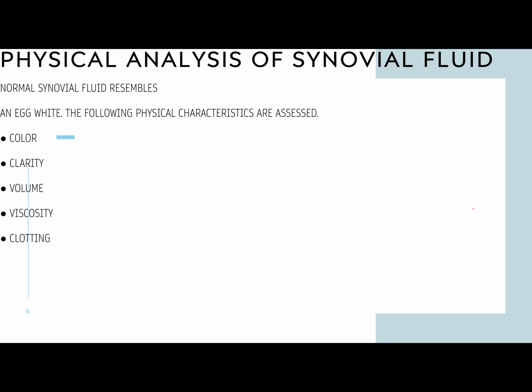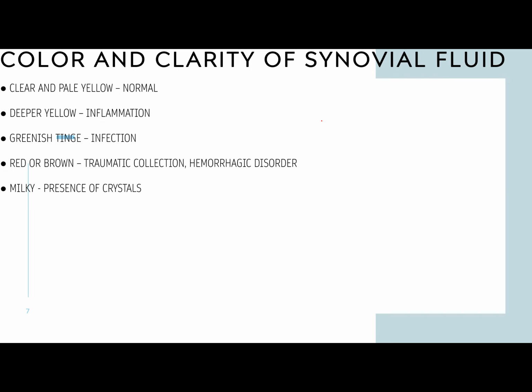Now let's talk about the physical analysis of synovial fluid, class. So as mentioned earlier, normal synovial fluid, class, would resemble an egg white. And you would assess the following: the color of the synovial fluid, the clarity, the volume, the viscosity, and the clotting mechanism of your synovial fluid. So let's start with the color and clarity. So take note of this, class. The normal color and clarity of your synovial fluid: the clarity should be clear, and the color should be pale yellow.